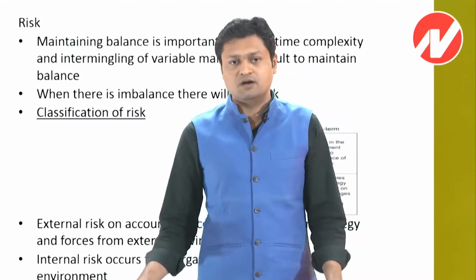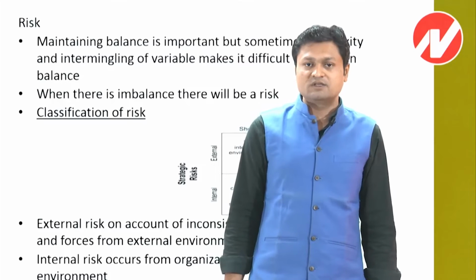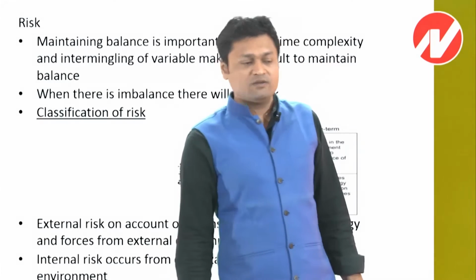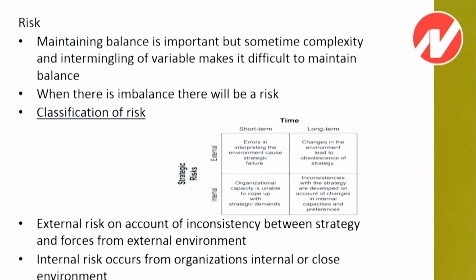The third concept, the third concern area of the strategic analysis. We'll understand from the PPT how you are supposed to write it. If the question is on risk, then managing balance between internal and external environment is obviously important, but sometimes there is complexity and intermingling. Complexity means it is difficult to understand how a particular environmental force is going to affect me, and intermingling means, we have taken the example of demographic and economic. Demographic means your education. According to education, earning will increase.